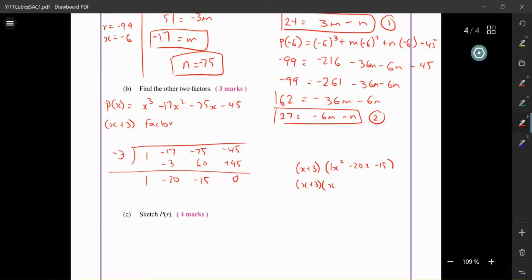Minus 20x. Factors of negative 15. You got 1 and 15, or 3 and 5. I can't think of anything else. That can't make 20. Alright. It looks like you have to complete the square to solve. But they only want you to find the other two factors. Alright, let's complete the square.